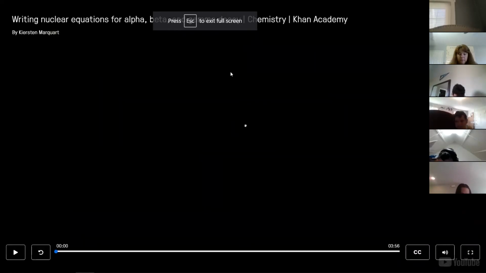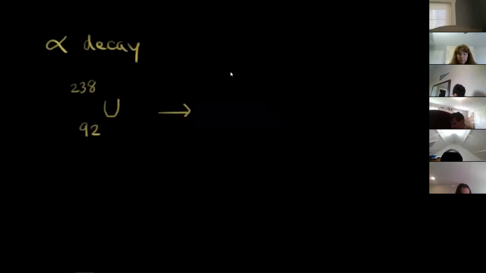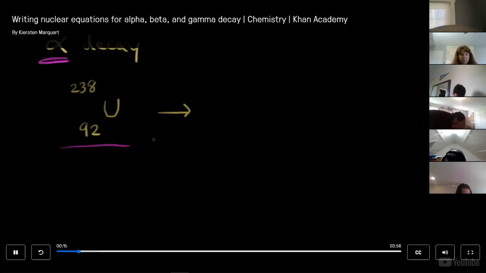Let's look at three types of radioactive decay, and we'll start with alpha decay. So in alpha decay, an alpha particle is ejected from an unstable nucleus. And so here's our unstable nucleus, uranium-238. An alpha particle has the same composition as a helium nucleus.